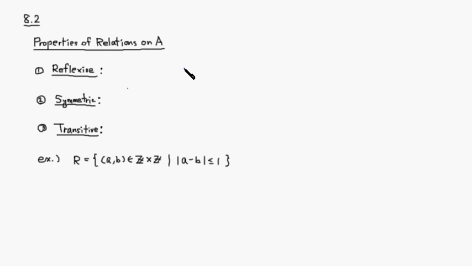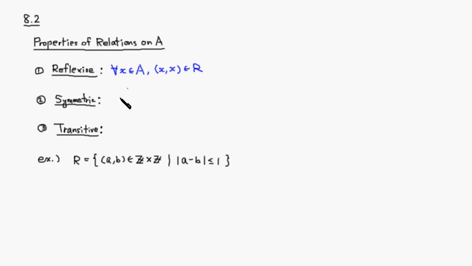So we say a relation R is reflexive if for all elements X in A, X is always related to itself by this relation R. Then we say it's reflexive, right?